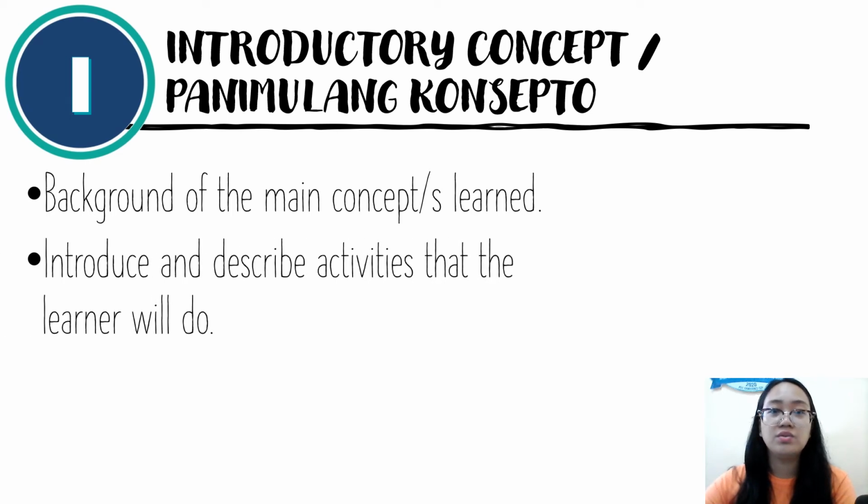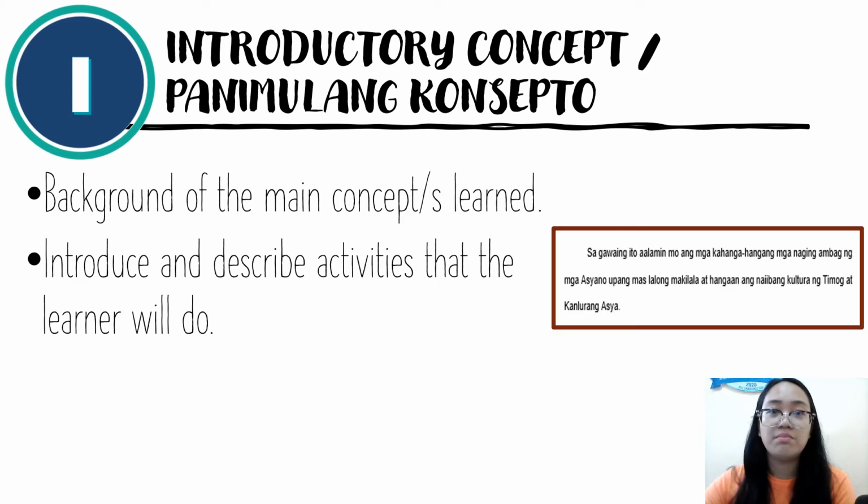Second, introduce and describe activities that the learner will do. Halimbawa, sa last 8 ng Araling Panlipunan 7 na sinulat ni Ma'am Maria Hazel Rose H. Latugan ng Sorsogon City, nabanggit niya sa pinakahuling talata ng kaniyang panimulang konsepto na sa gawaing ito, aalamin mo ang mga kahangahangang mga naging ambag ng mga Asyano upang mas lalong makilala at hangaan ang naiibang kultura ng Timog at Kanlurang Asya.